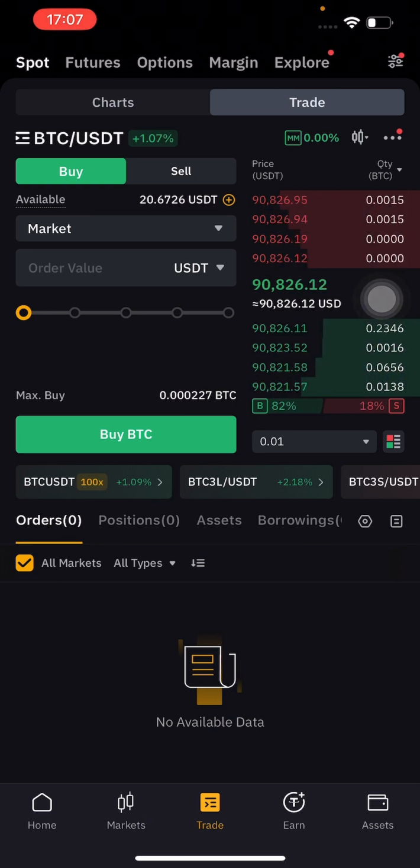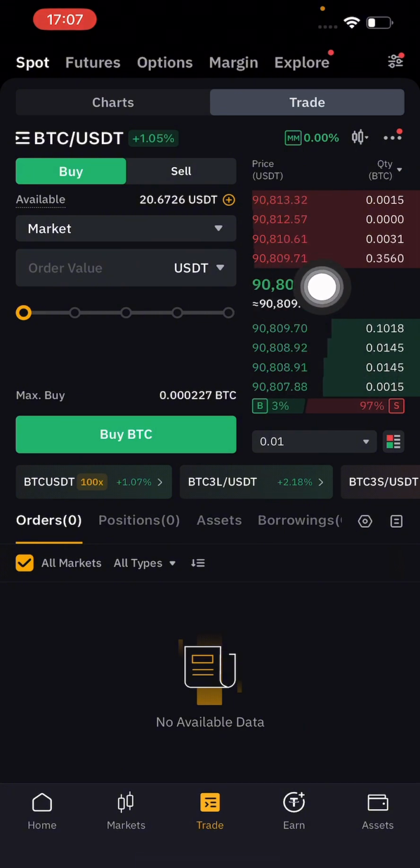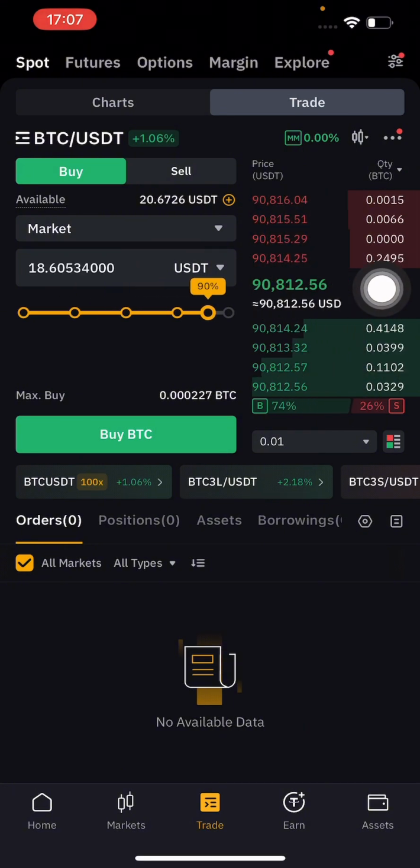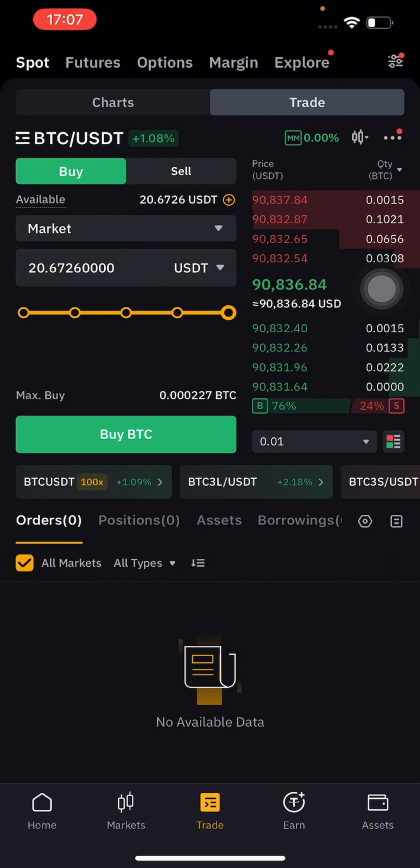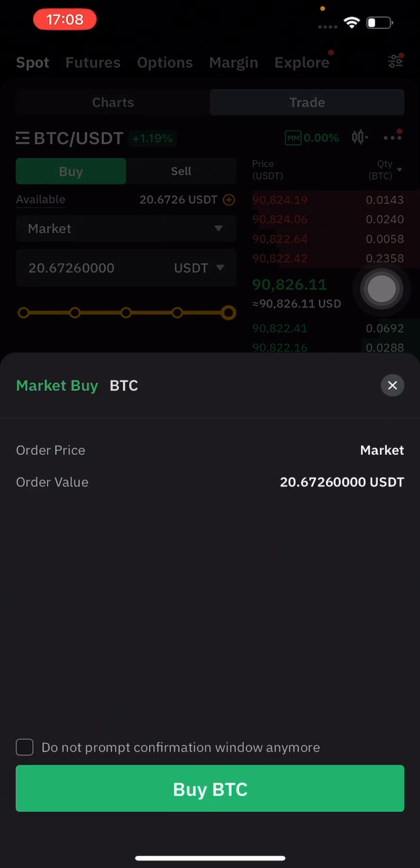Because if you look here, we have not been given the option to specify the price at which you buy. It means we are going to use this exact price, and all you need to do is select what percentage of your account you want to use. I'm still going to use everything. You just drag here. If you want to use 50%, you leave it at 50. If you want to use 100%, you leave it at 100%. After doing that, you now click on buy BTC.